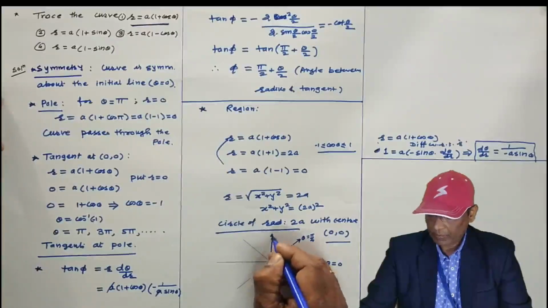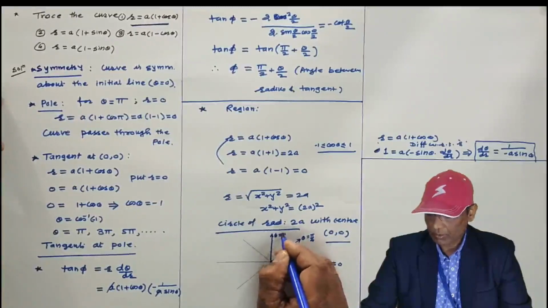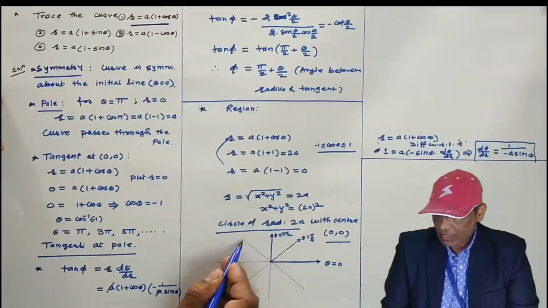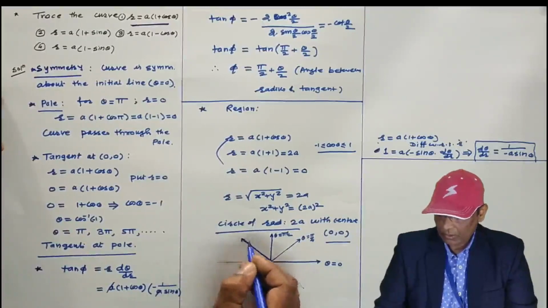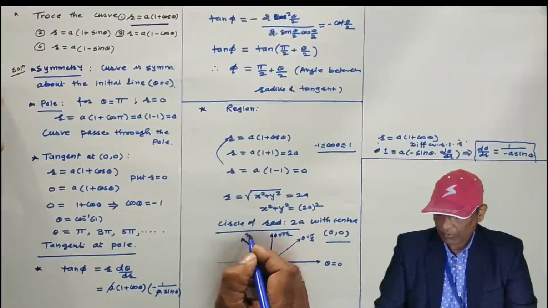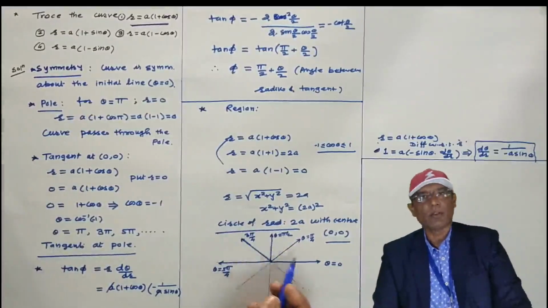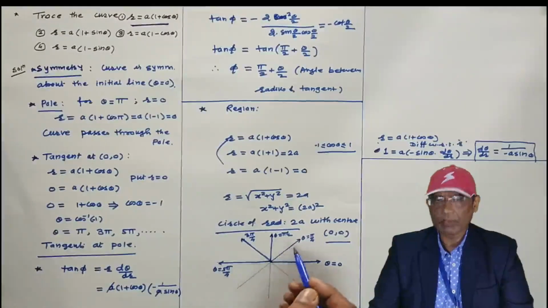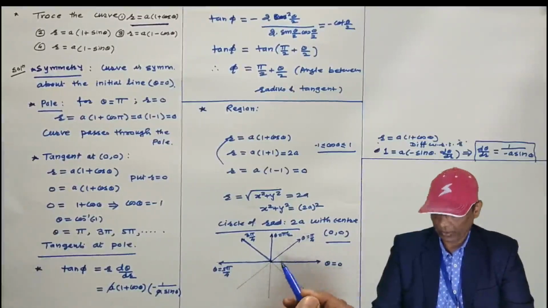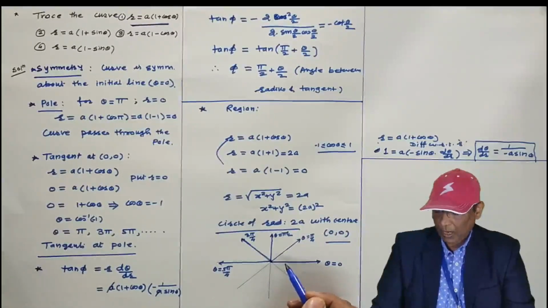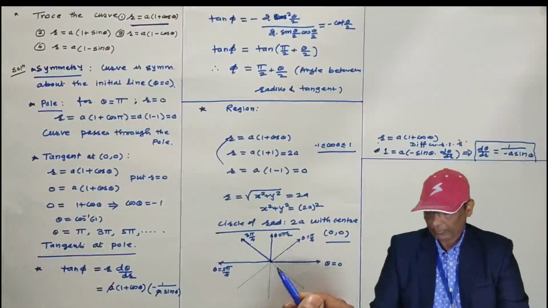Theta is pi by 2. Theta is 3 pi by 4. Okay, these are the lines I have drawn. You may draw any line, theta equal to pi by 6, theta equal to 2 pi by 6. In that way you can draw it, and if required, I'll do that.